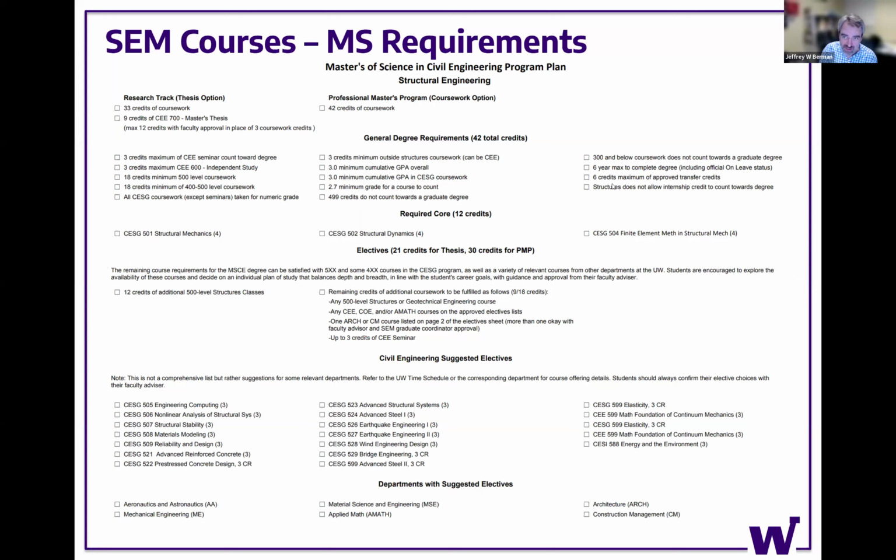We will accept up to 6 credits of transfer credits, with the really, really important caveat that those 6 credits cannot have been used to fulfill any undergraduate requirements for completing your undergraduate degree at your undergraduate degree granting university. They have to be above and beyond what was necessary for your undergraduate degree.